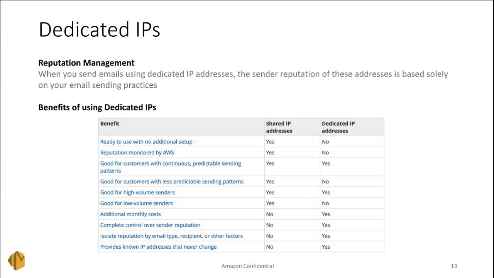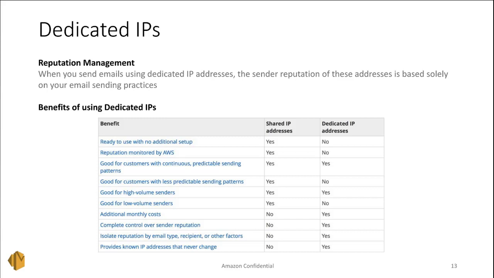With dedicated IPs, you need to have some additional setup time. If you're a user that wants to send emails right away, shared IPs are easy for you. And with shared IPs, we monitor the reputation of the IPs. When I say the reputation is monitored by AWS, that means if it gets blacklisted or if the reputation is low, we actively monitor that, and then we unblock those IPs so the IP reputation is higher. With dedicated IPs, you need to manage your own reputation.